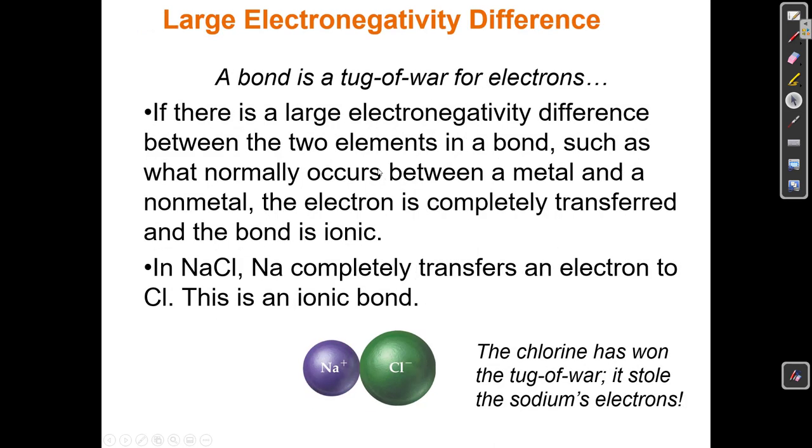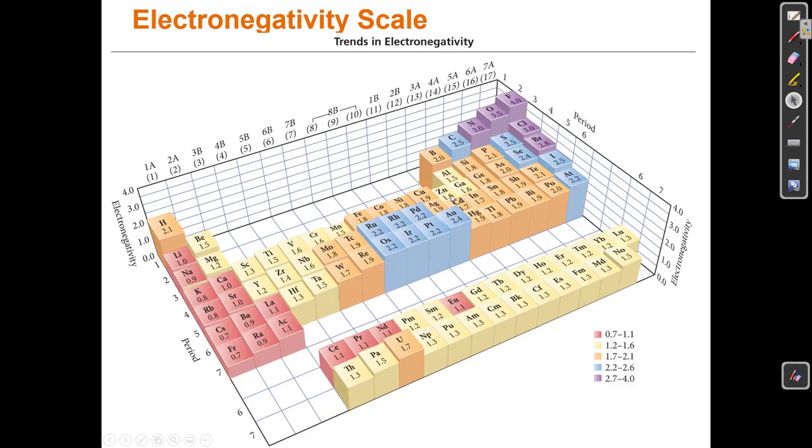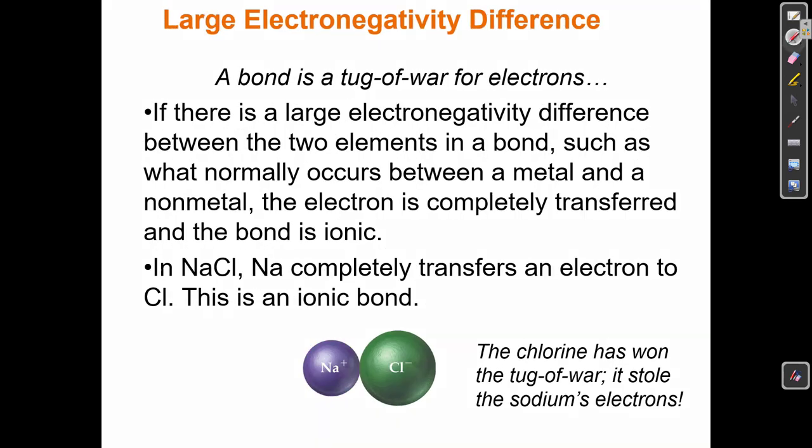Okay, here is another kind of bond with a tug of war. In this tug of war, let's look up these values. Chlorine is 3.0, sodium is 0.9. So let's write that down here: 0.9, and chlorine has an electronegativity of 3.0. And remember, electronegativity is like how strong it is. So chlorine's strength is more than three times greater than sodium.